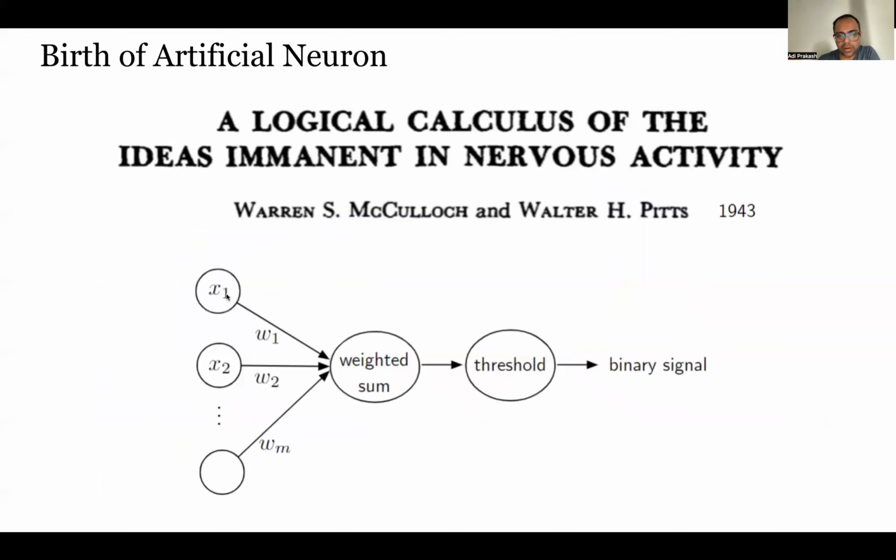Similarly, here we have a bunch of inputs, and some kind of computation happens. In this particular case, it was a simple weighted sum, and then there's a threshold. If this weighted sum is higher than the threshold, we call it a positive signal. If it is lower, there's no signal. And that is how neurons also work. They either fire or they don't fire. There's no idea of partially firing.